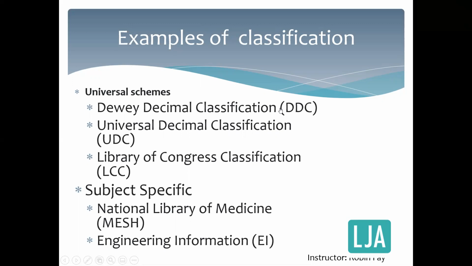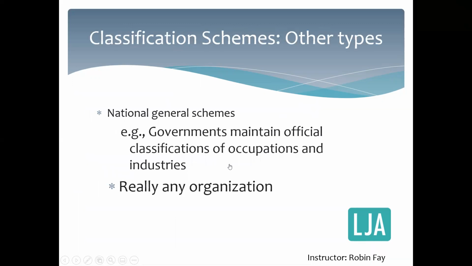And then there's engineering information. There's also national general schemas. So if you work for some kind of government agency, you may have your own classification. There's several different occupation classifications, things like that. Industries a lot of times have their own classifications.